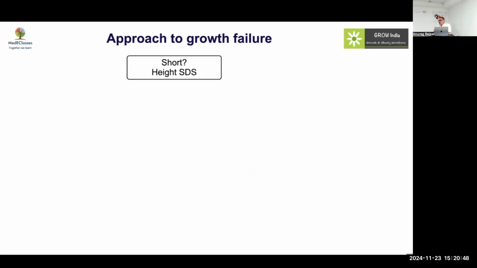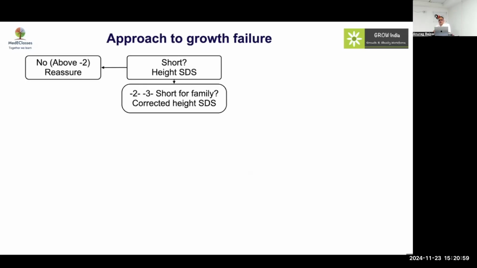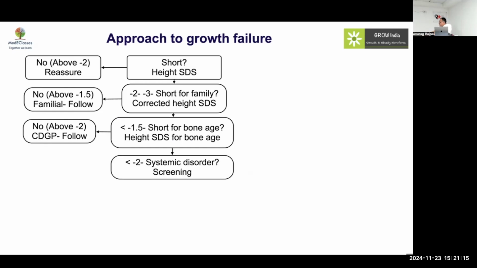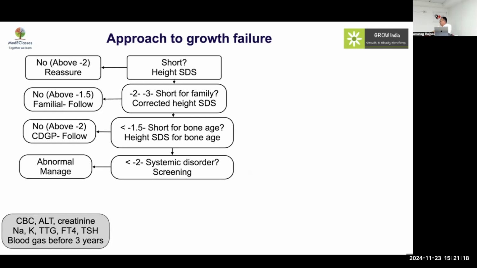So finally, when you have assessed the puberty, the growth, and the bone age, there are 3 questions to answer. Is the child short? If not short for the population, no workup. Then, short for the family or not? If not short for the family, look at target height SDS. If the corrected height SDS is within 1.5 of target height, nothing to worry. Then finally, short for bone age. In that perspective, this will be CDGP or otherwise. And if less than -2, you do a systemic disorder screening.